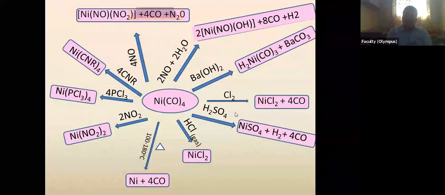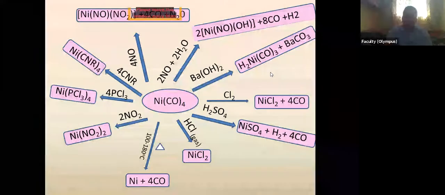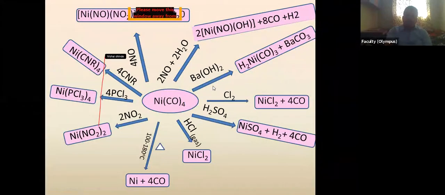This is the third reaction. Fourth reaction, when it reacts with halogen. For example, I have taken chlorine here. When nickel tetracarbonyl reacts with chlorine, we get nickel chloride plus 4CO. Okay. Then the reaction with barium hydroxide, we get hydrido nickel tricarbonyl. One carbonyl group gets replaced by hydrogen and we get barium oxide. Okay. So these are the reactions with barium hydroxide.